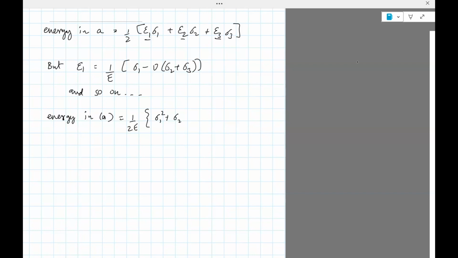Sigma 1 square, sigma 2 square plus sigma 3 square minus 2 nu times sigma 1 sigma 2 plus sigma 2 sigma 3 plus sigma 3 sigma 1. Okay, so this is our expression 1. We'll need it later.